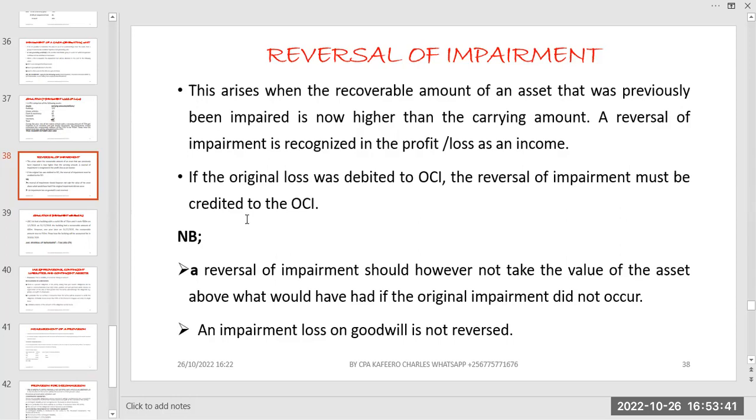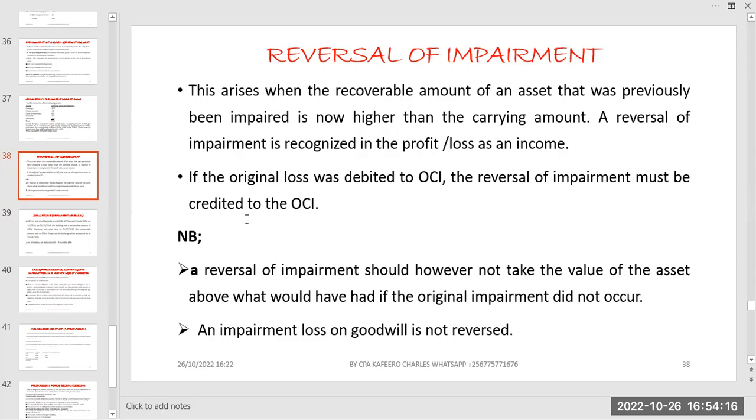The reason why we recognize it in the profit and loss is because we are dealing with the recoverable figures, and we say these are fair value figures. So we put them in the profit and loss. And if the original loss was debited to the OCI, the same way we did for the revaluation, to reduce the previous revaluation gain which you had, then we do the reversal by crediting the OCI.